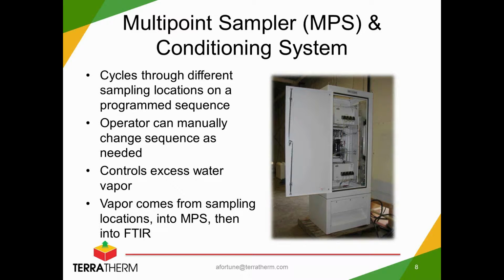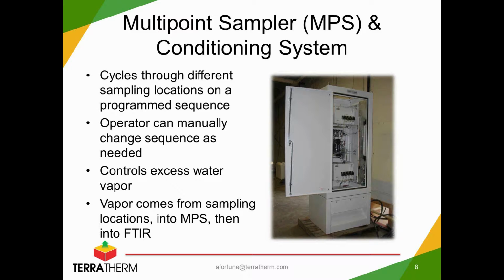Coupled with this FTIR instrument, we utilized this multi-point sampler and conditioning system, otherwise known as the MPS. What this allowed us to do is cycle through all the various locations that I had starred on the previous schematic by programming a sequence so that it would start with one monitoring location, then after a set amount of time, switch to another sampling location, and so on until it cycled through all of them, and then it would repeat the sequence. The operator has the ability to manually change the sequence as needed.